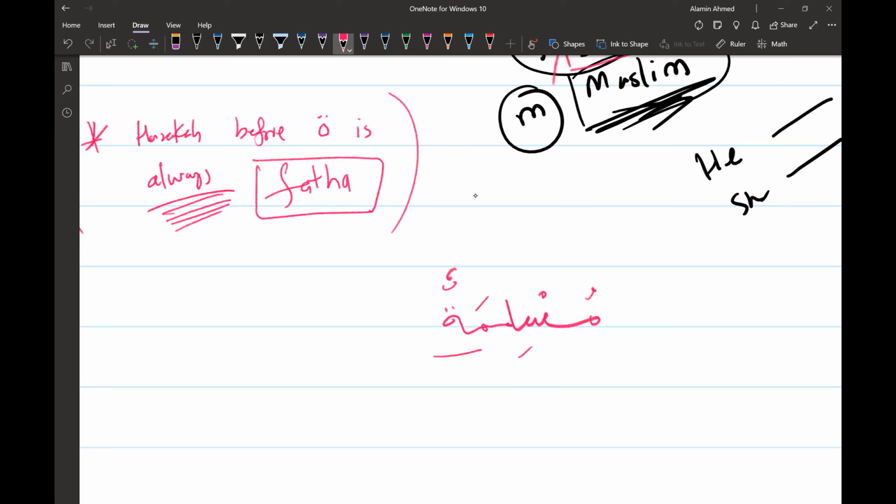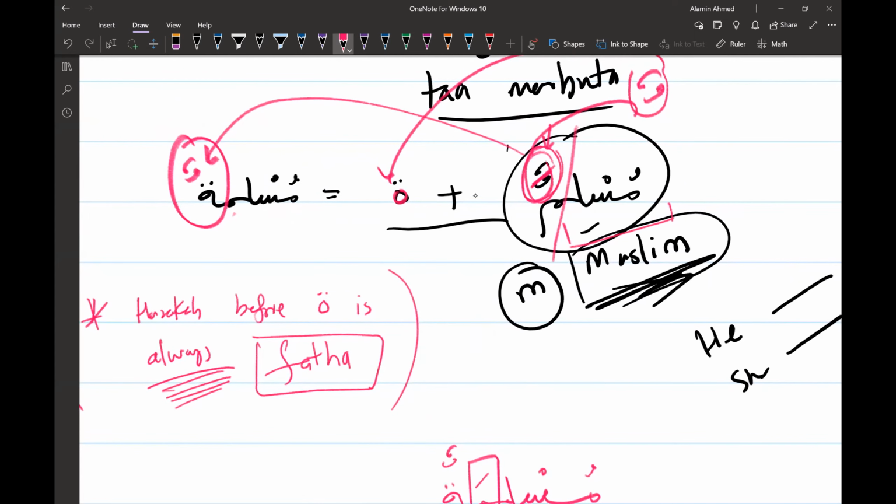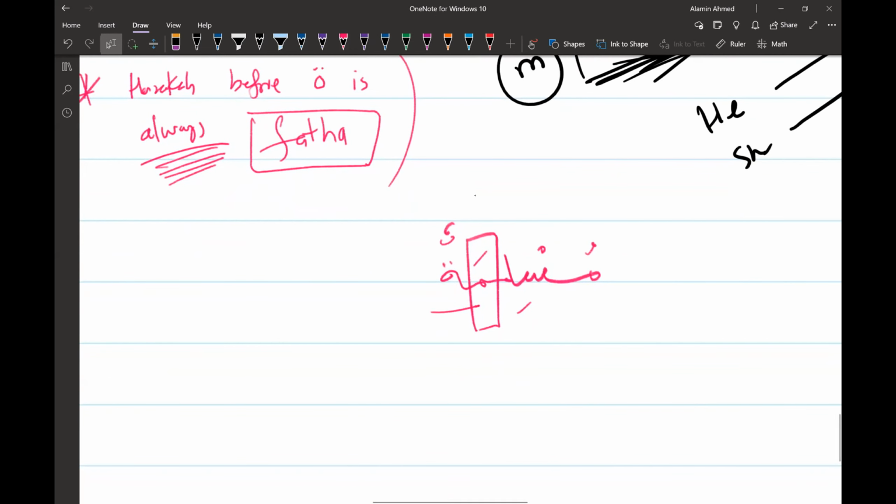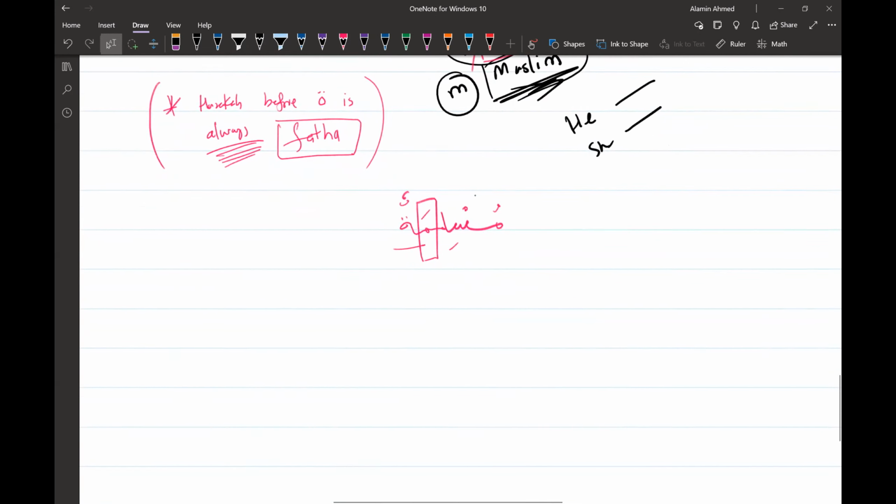Muslimatun. See, we have a ta marbuta. The haraka before ta marbuta, guys, you don't have a choice. You have to put fatha. You don't have a choice. Now, because we knew its grammar state, which was a double dhamma, we just put the double dhamma at the end.